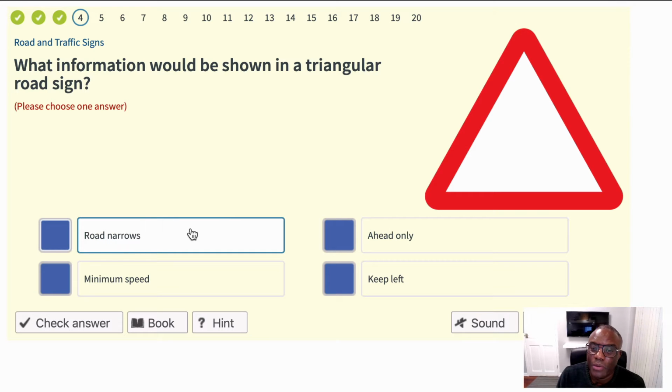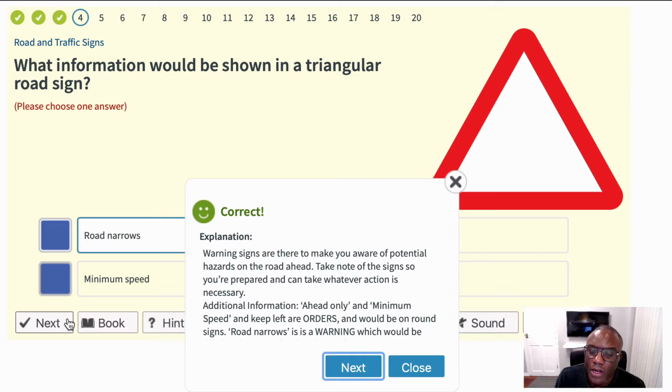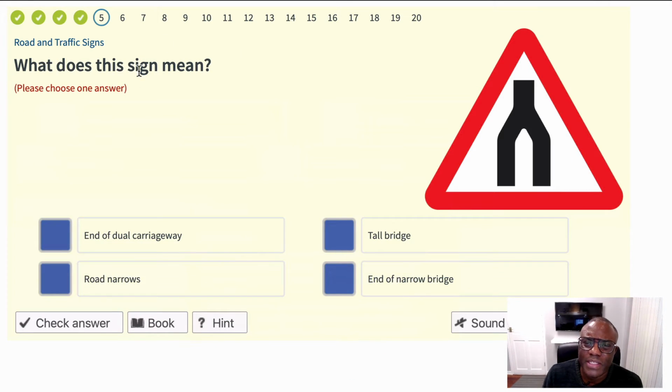But again, still check all your answers. Head only, that's not a warning, that's more of a positive instruction. That would be in a blue background. Minimum speed, again, it's a positive instruction. So again, that will be in a blue background and circle as well. And keep left is not a warning, it's telling you what to do. Again, that is a positive instruction, so again, that will be a blue background. So you can be pretty much sure it's going to be road narrows. And again, check, correct.